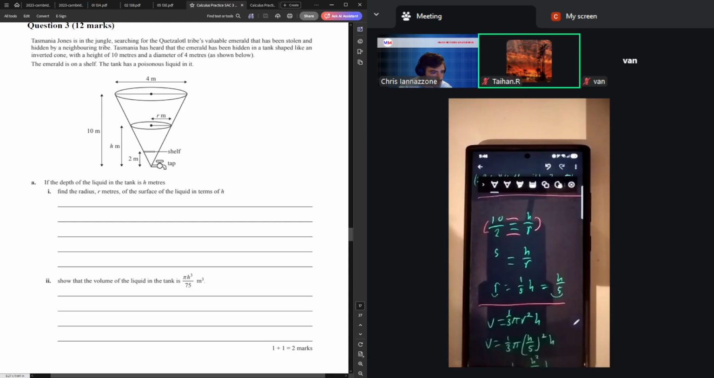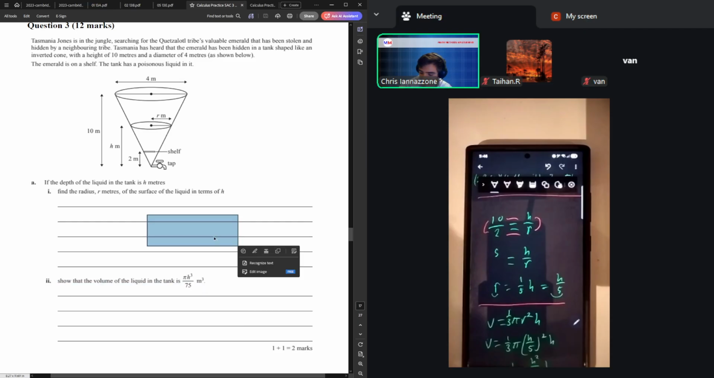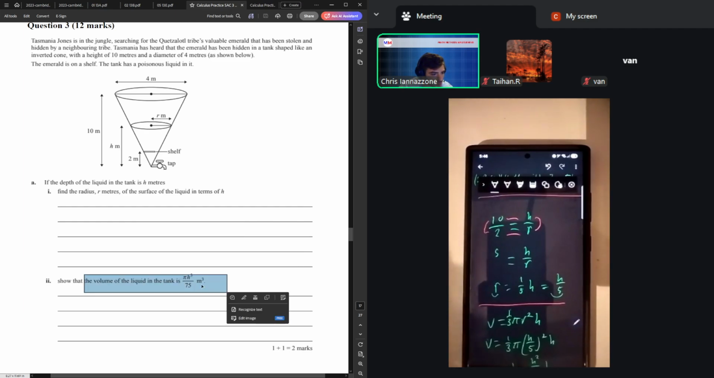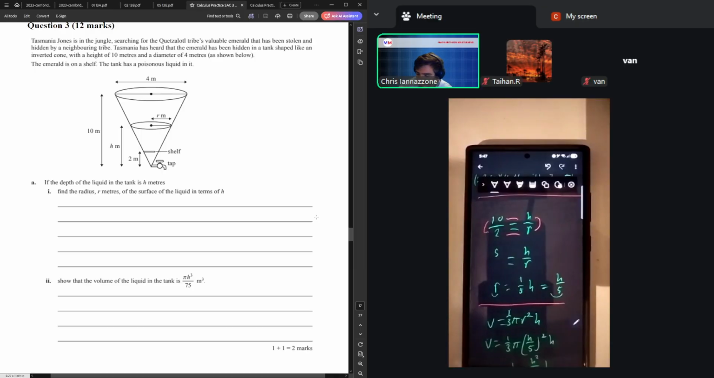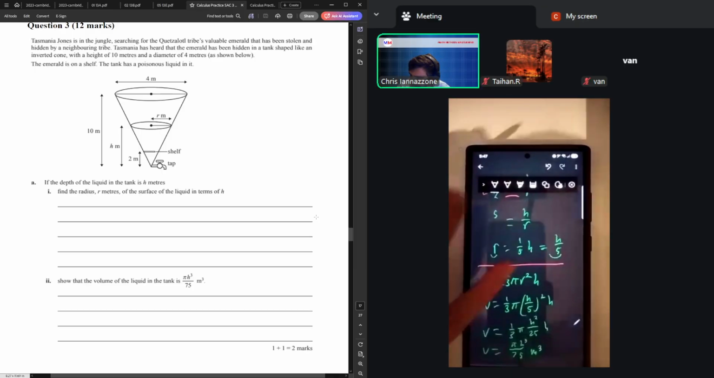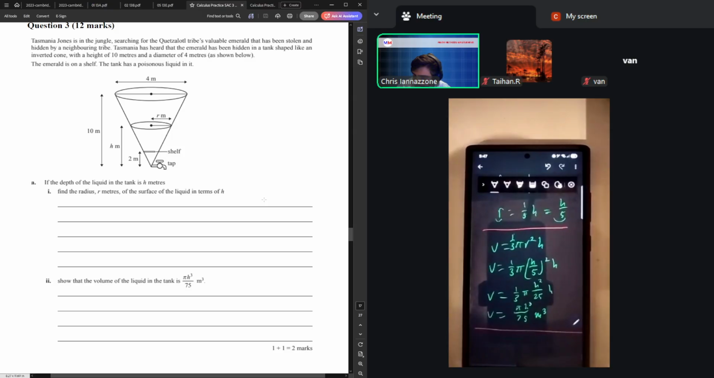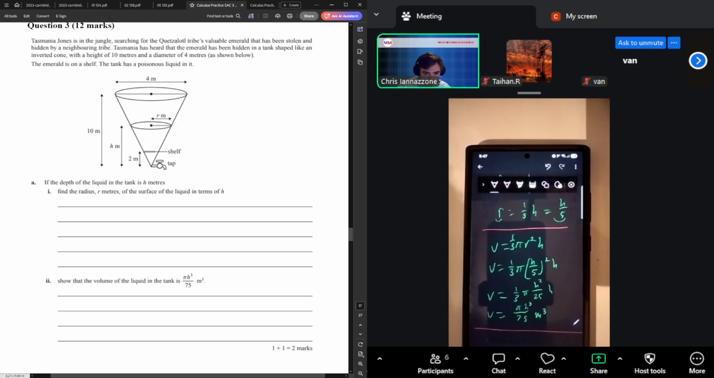Yep. Sweet. As for this show that, we now have the result that r is the same thing as h over 5. Show that the volume of the liquid in the tank is that. Well, first up, volume of the shape. First we need to figure out what shape it is, and it is a cone. So we look at our formula sheet correctly this time, and pick out the right generic volume formula for that shape. In this case, the cone: 1/3 pi r squared h.